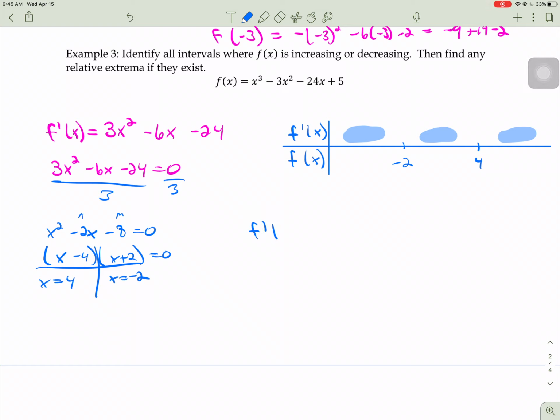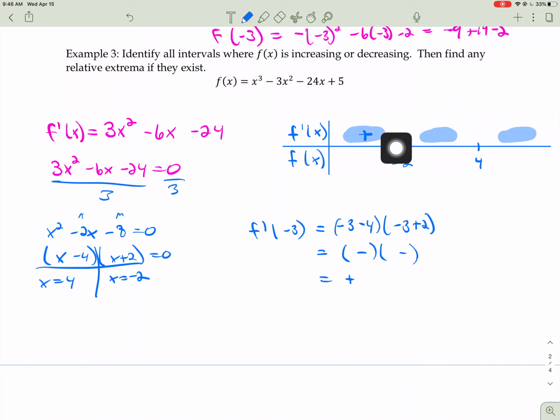F prime of, pick a number to the left of negative 2, let's do negative 3. Now, just a hint, it's a lot easier to plug into the factored form rather than this up here. So you can just plug in to here. Negative 3 minus 4, negative 3 plus 2. And this will be a lot easier because we don't even have to find the numbers. Negative 3 minus 4 is a negative, negative 3 plus 2 is negative, negative times a negative is positive. See what we did there? Instead of finding the actual value, it doesn't matter because it's going to be a negative number times a negative number, which is a positive number. So we get positive in this region.